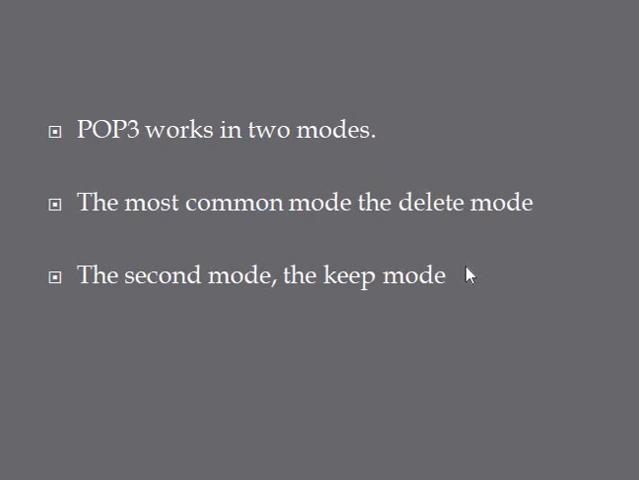POP3 works in two modes. The most common mode is the delete mode. It deletes the emails from the remote server after they are downloaded to the local machine. The second mode is the keep mode. It does not delete the emails from the email server and gives the user an option to access the emails later on the email server.